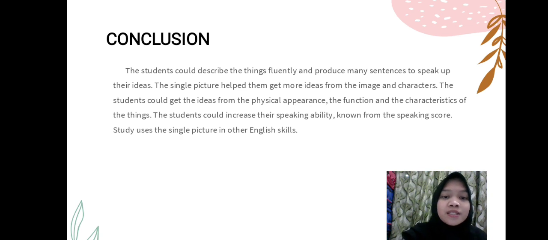Conclusion: the students describe the theme fully and produce many sentences to express their ideas. The single picture helps them get more ideas from the places, functions, and characteristics of the things. The students' speaking ability grew, as shown by the speaking scores. The study shows that the single picture improves English speaking skills.